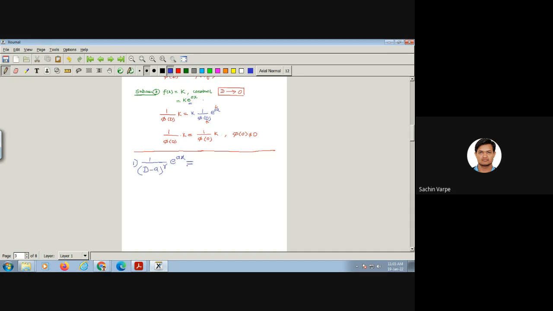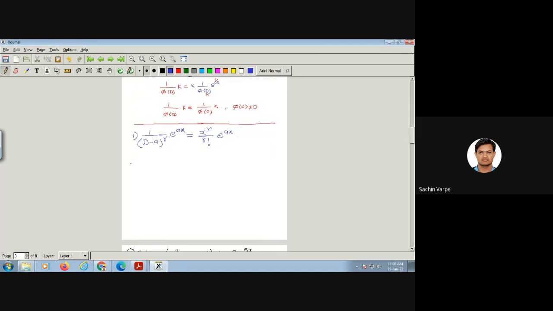Yes or no? So when we go on differentiating, we will get one formula, because that many times we are multiplying x. So x raised to r, and in the denominator we will get r factorial, e to the power ax. This is a very important formula. 1 upon (D minus a) raised to r, e raised to ax, is equal to x raised to r upon r factorial, e to the power ax.